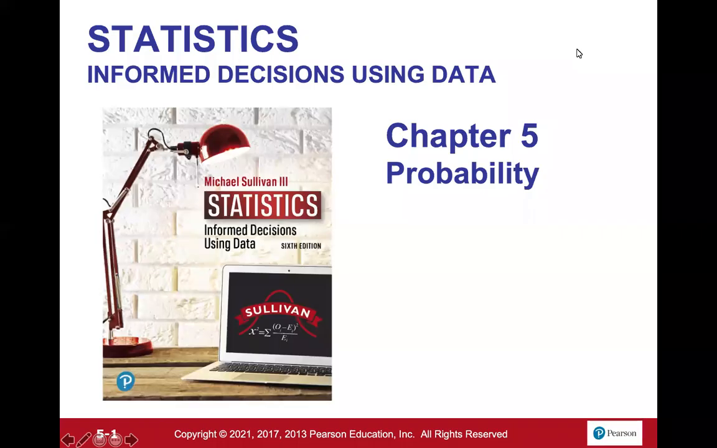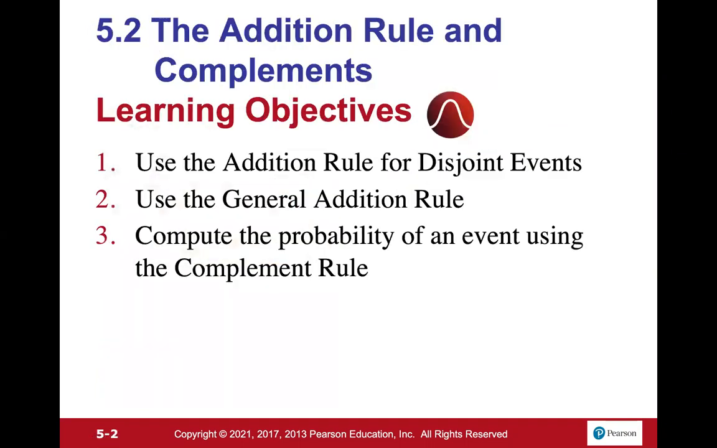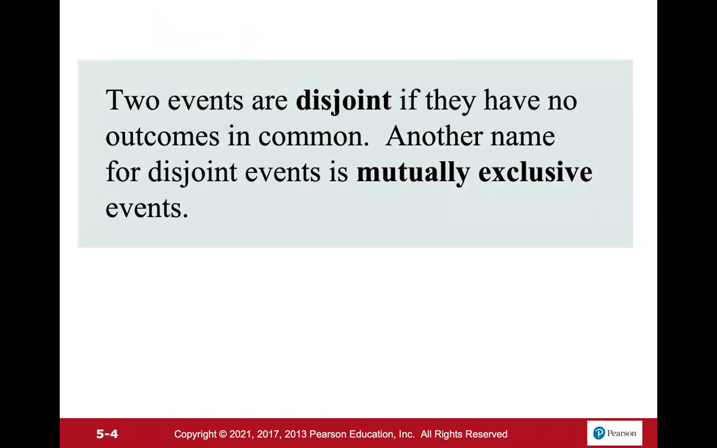Hey guys, continuation of chapter 5, probability. This section is section 2, the addition rule and complements. Two events are disjoint if they have no outcome in common. Another name for disjoint events is mutually exclusive events.